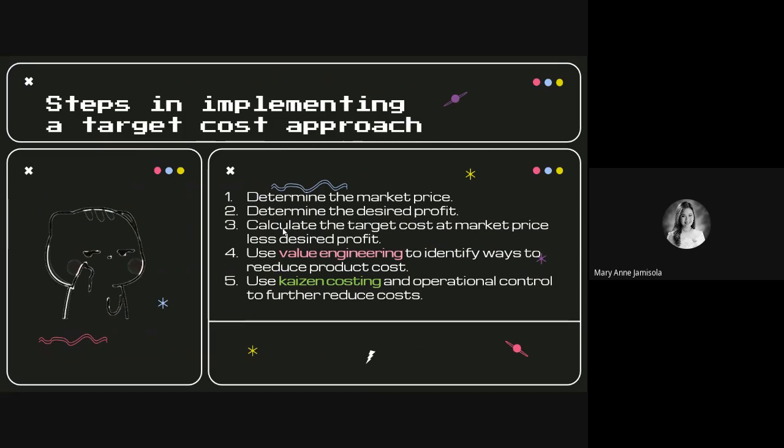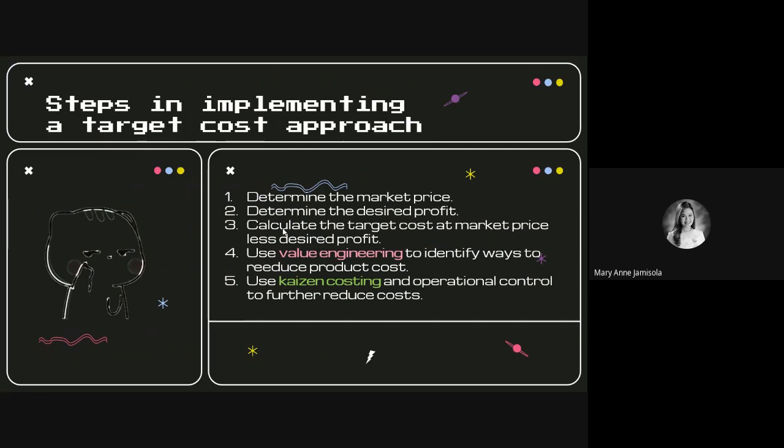First is to determine the market price. You need to decide how much are you going to sell this particular product. Then second is to determine the desired profit. How much do you want to earn from this product? Next is to calculate the target cost as market price less the desired profit. So as in the example I made a while ago, your market price is 500, your desired profit is 300 pesos. So therefore your target cost is 200 and that is step 3.